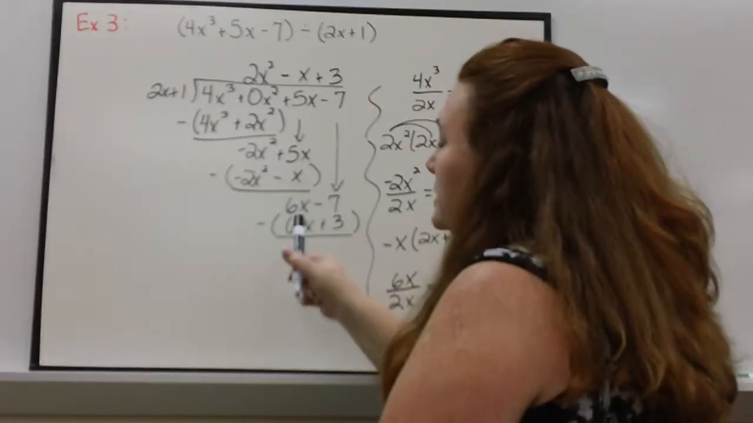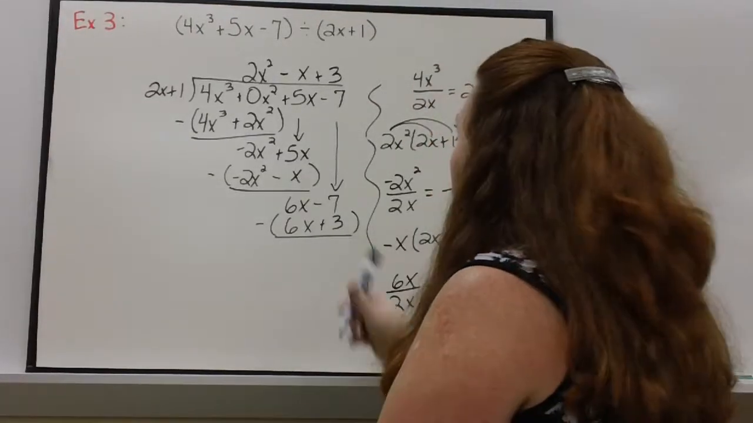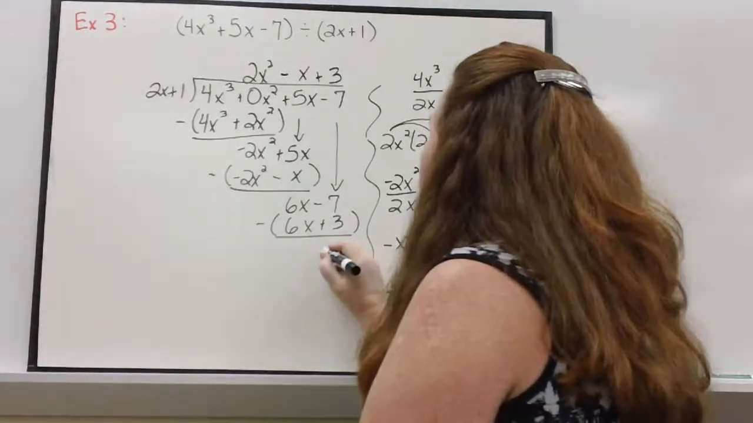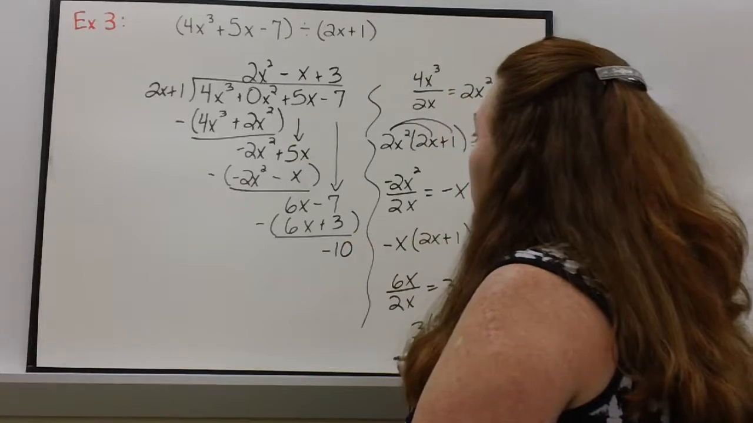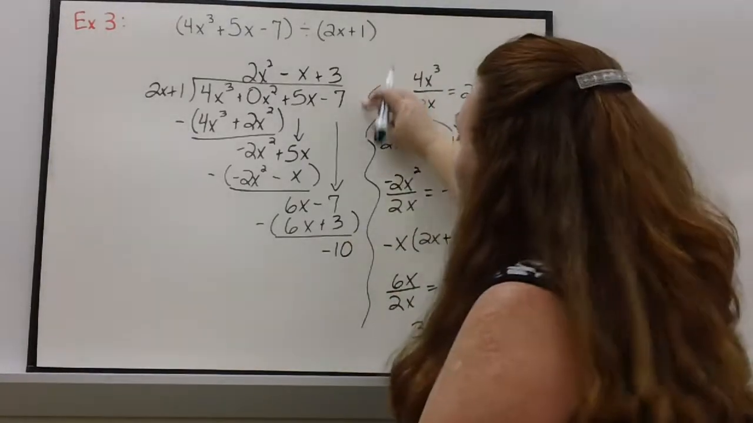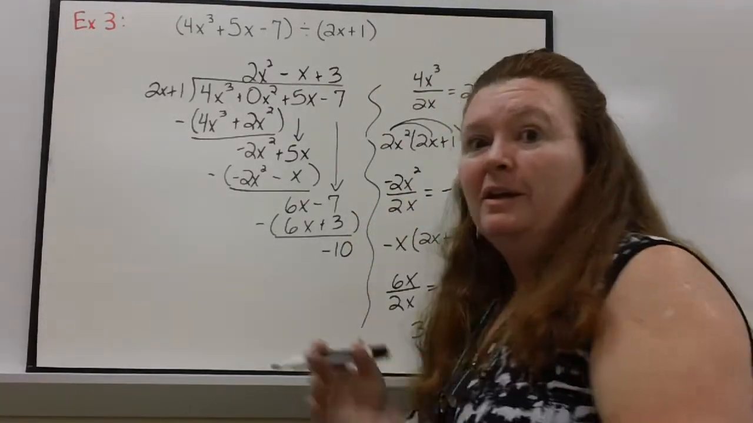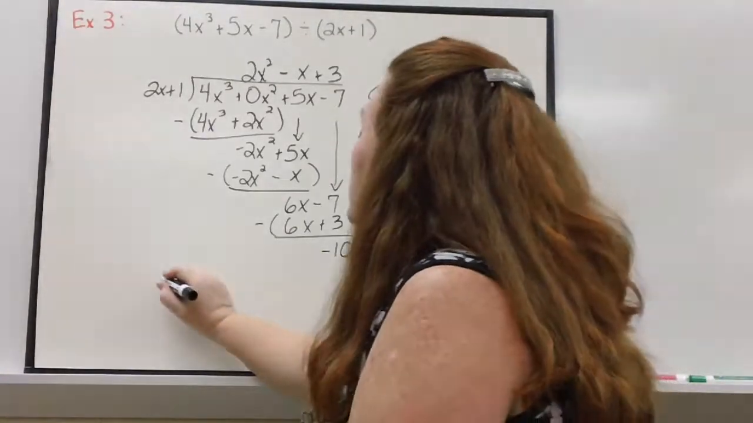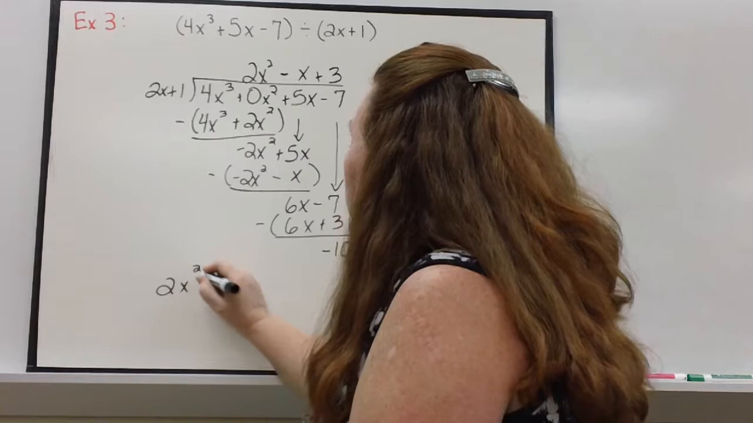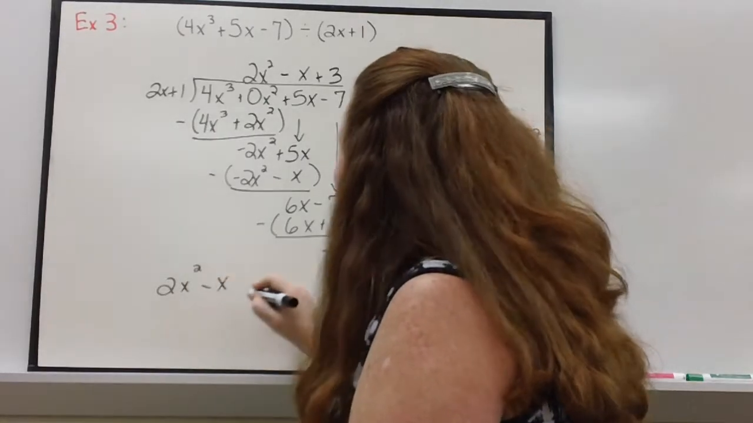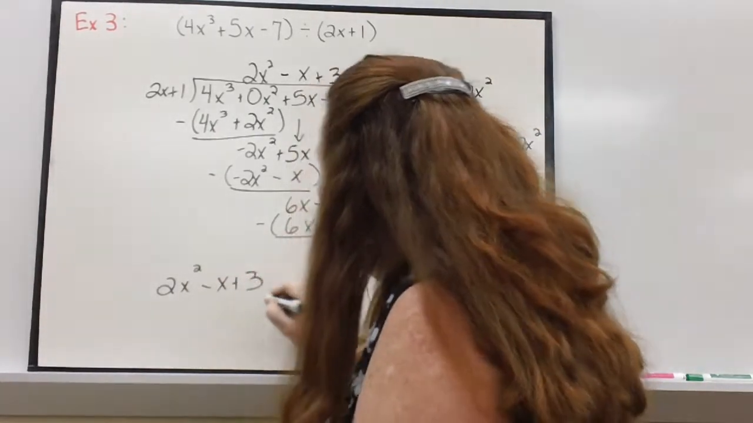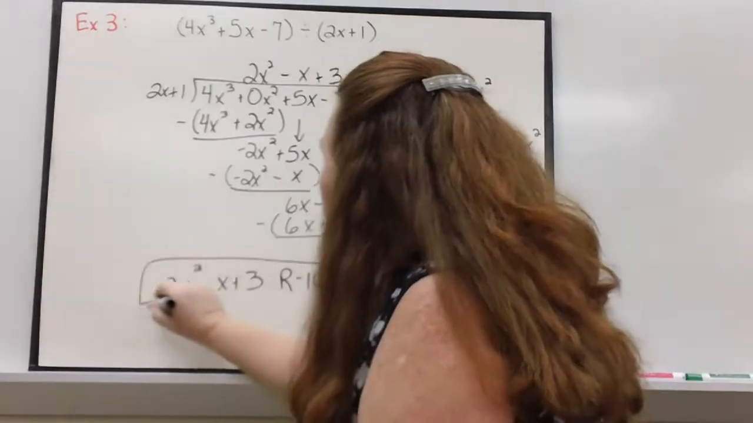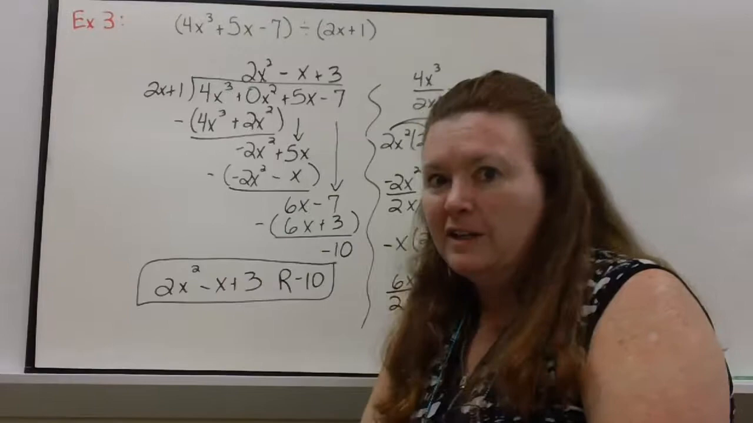6 minus 6 is 0. Good. Negative 7, careful, minus 3 is negative 10. And then I bring down. Oh, I don't have anything left to bring down, so I'm done. My final answer is 2x squared minus x plus 3, remainder negative 10. And there's a long division.